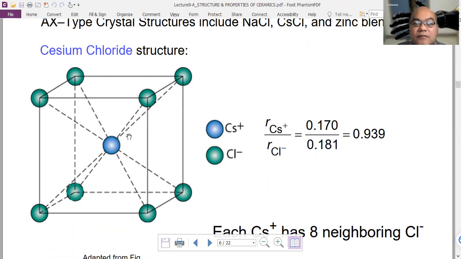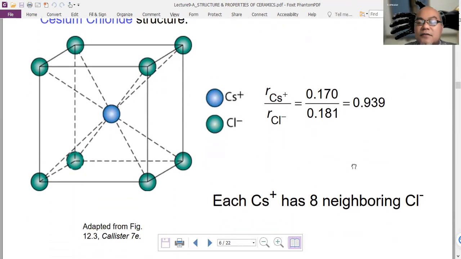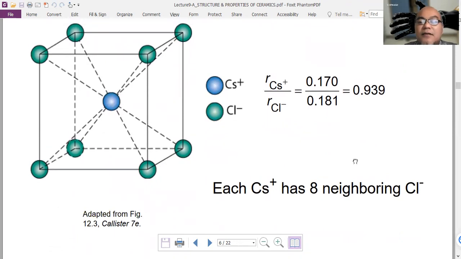It is basically similar to a body-centered cube. Cesium releases its single electron and becomes cesium positive. The radius is 0.170 nanometer, and chlorine captures one single electron. The chlorine anion has a radius of 0.181 nanometer. So the ratio of these two radii is 0.99, almost close to one, almost the same. So it means in this case, each cesium plus here has eight neighboring chlorine, 1, 2, 3, 4, 5, 6, 7, 8.